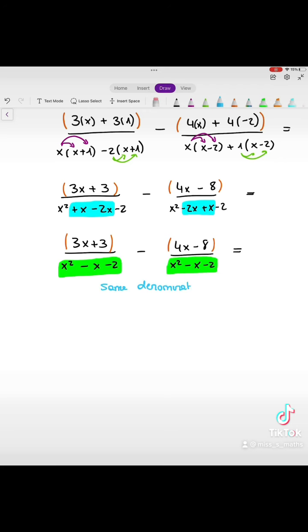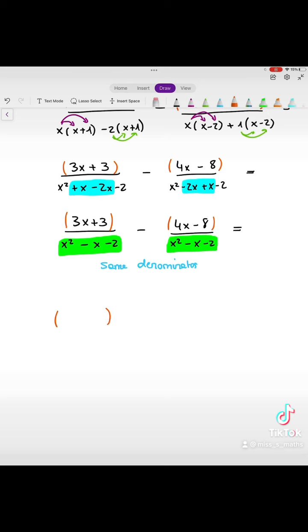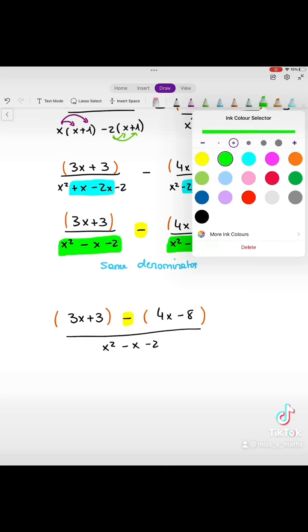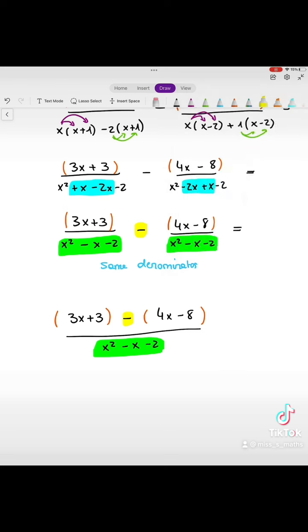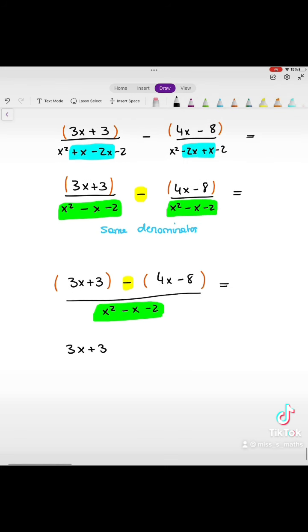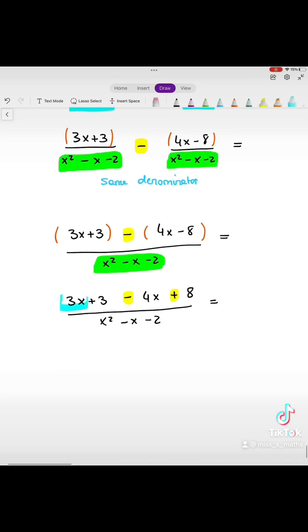Now, once we have that done, again, it's so important to have brackets around your numerators. I can't stress that enough, because we have a minus there, which means that now once we write it on one fraction line and we want to get rid of those brackets, we need to change the signs of whatever is in that second bracket. Okay, so my minus 8 changes into plus 8, and that plus 4x changes into minus 4x.